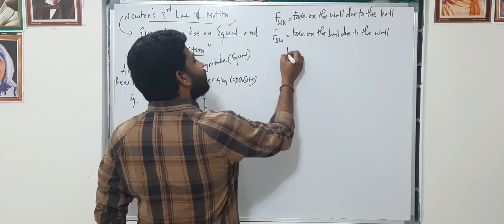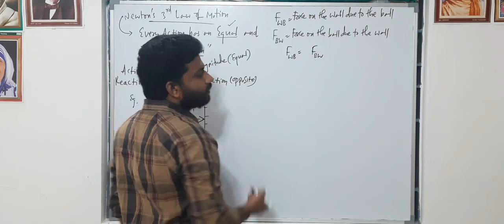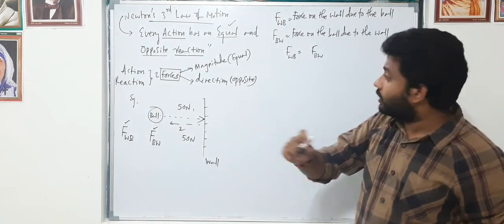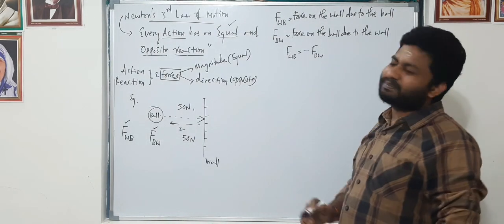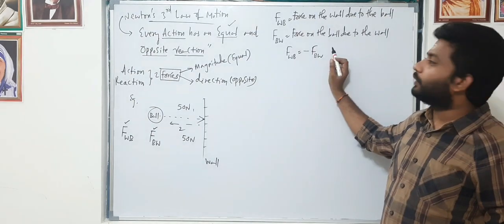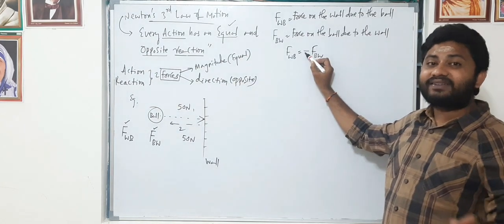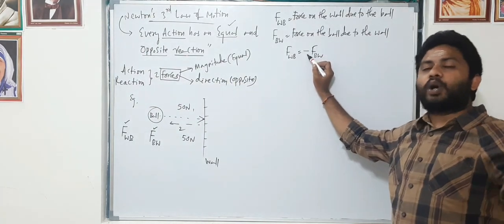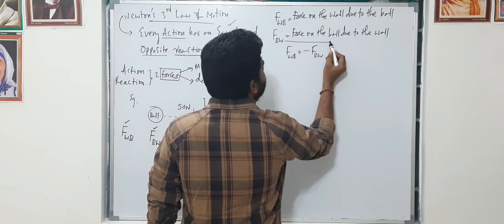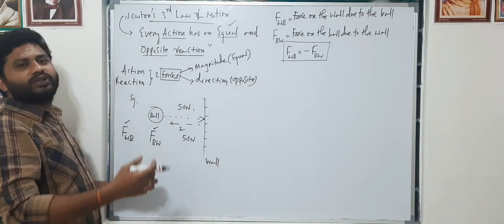What I can say here, FWB is equal in magnitude to FBW, but you also need to represent the opposite direction. That opposite direction is represented with the negative sign. You see, FWB is equal to minus FBW. It's an action force and a reaction force. Both are equal, and the negative sign indicates the direction. Both are equal in magnitude and opposite in direction. Okay, clear? So I'm just making it in a box. This is the statement of Newton's third law of motion.